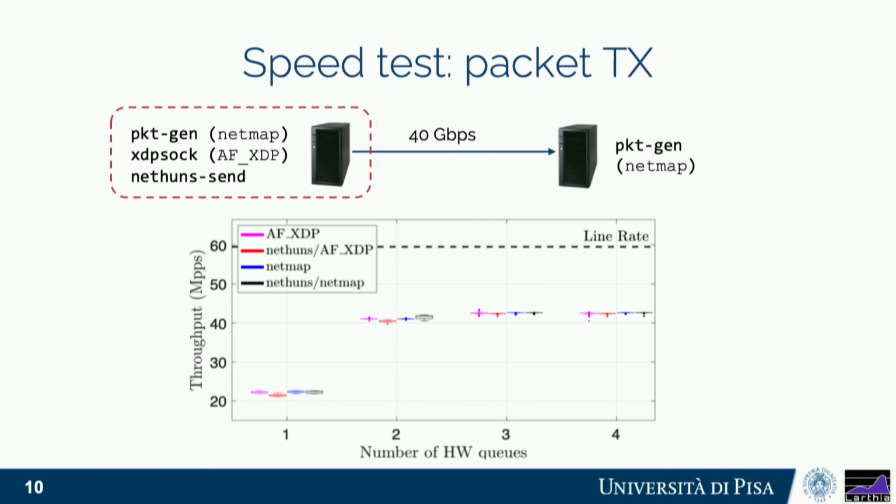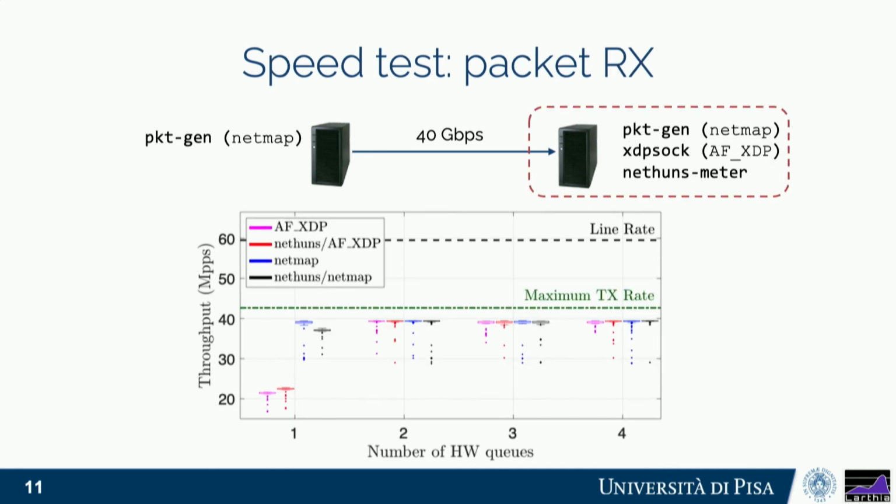So the comparison here must be done between the red and the purple, and between the black and the blue, because the red and the black basically add Nethuns to the plain underlying socket framework. So what we have here is, by increasing the number of queues, we can see that the overhead introduced by Nethuns is really negligible in the first two cases, when we have 1 and 2 hardware queues, which means 1 and 2 threads. Then after that, we don't see any difference. And even the difference that we see now is really, really negligible. I think we can stand with that.